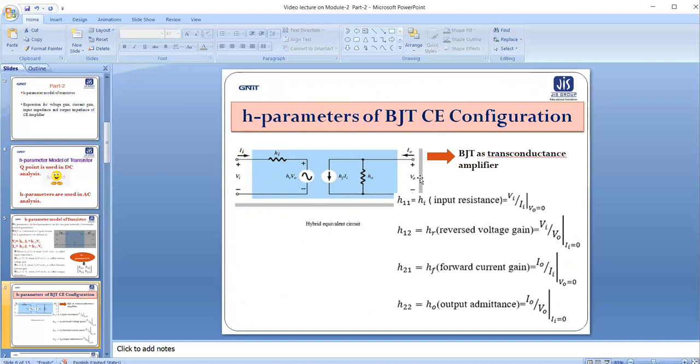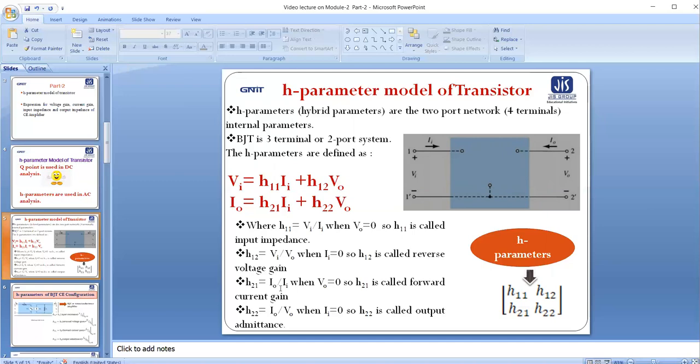Similarly, if we look into the output section, the Io is equal to h21 Ii, and h21 is the forward current gain. So h21 can be symbolized as hf. F stands for forward, and this h22 is called the output admittance. So it is symbolized as ho.